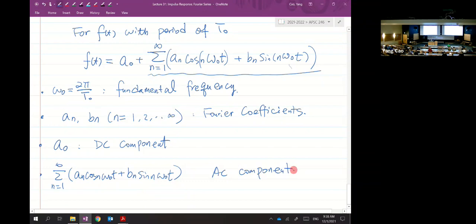That's how you can maybe simplify the memorization of the Fourier series. There are two components: a DC component and an AC component, right? I'm going to show you the formulas for how to calculate a naught, a_n, and b_n, right? Okay.